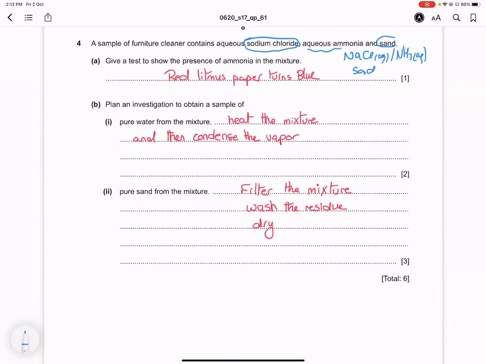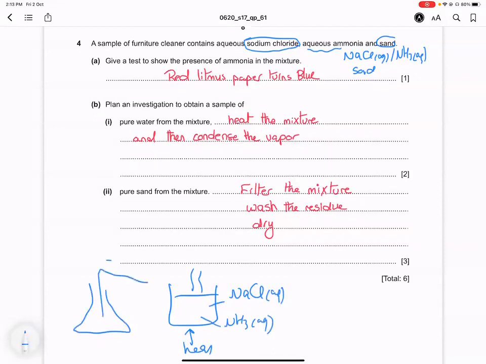Okay, plan an investigation, B(i), to obtain pure water from the mixture, okay? So this is a mixture of sodium chloride solution, which means it's dissolved in water, and ammonia solution, which is dissolved in water, and you need to obtain the water from the mixture. Heat the mixture, water will evaporate, try to pass it through a condenser. Of course, you need this apparatus, pass it through a condenser, delivery tube passing through the condenser, and condense the water from the other side. Heat the mixture worth 1 mark, condense the vapor worth the other mark. It's useful also to say simple distillation, but in the mark scheme, he gave the marks on heat and condense.